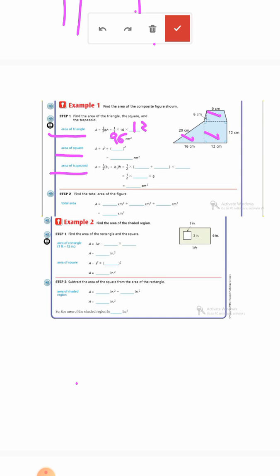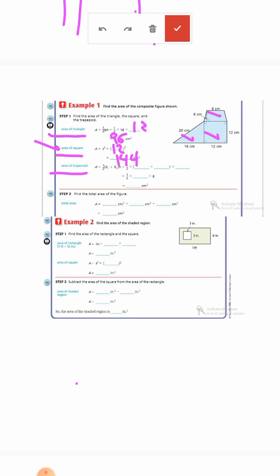After that, we have the area of a square. The square is side length multiplied by itself, or side length squared, or exponent 2. 12 multiplied by 12 is 144.